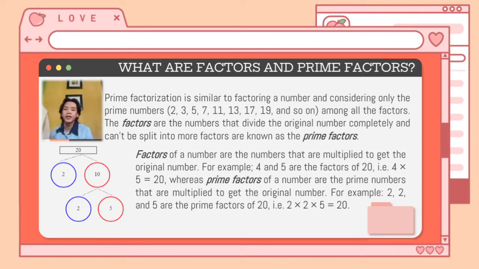For example, here we have 20. To get the number 20, we need to multiply prime numbers. If we want to get 20, we need to multiply 10 times 2. Since 10 is not a prime number, we're going to multiply 2 times 5 to get the number 10. And that's what prime factorization is all about.